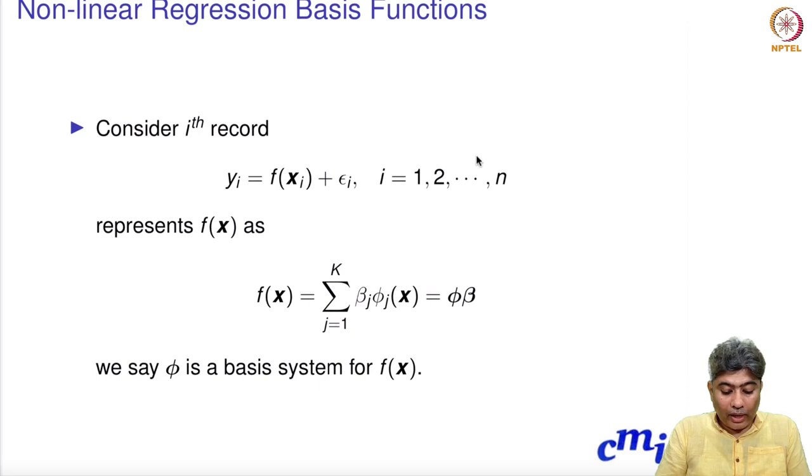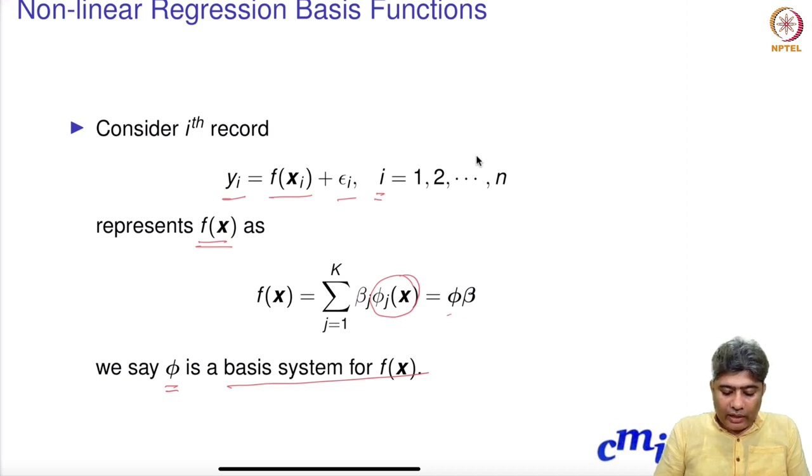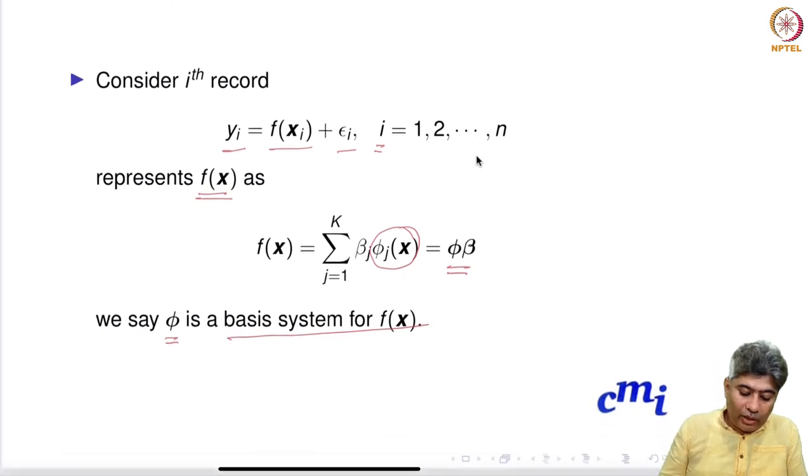Now we are generalizing this concept. I just spoke to you regarding the quadratic regression, that y_i = f(x_i) + epsilon_i. So there is some relationship between y_i and x_i. i is the ith record of the data set, and we suppose we can write this f of x as the summation of beta_j phi_j of x. So phi is the basis system of f of x. That means we can write it as phi times beta. This is how we can typically write it.